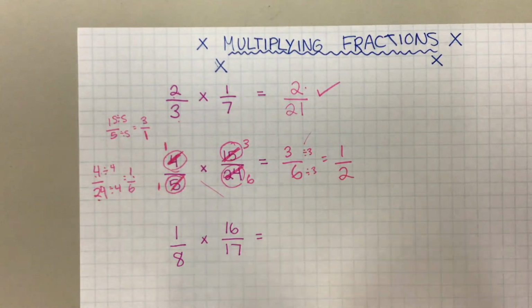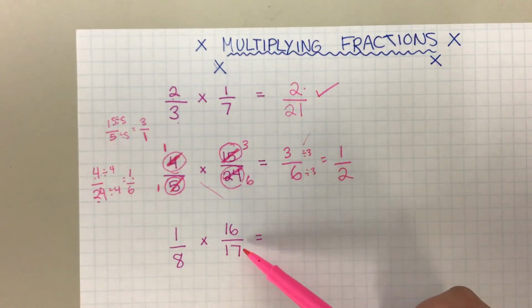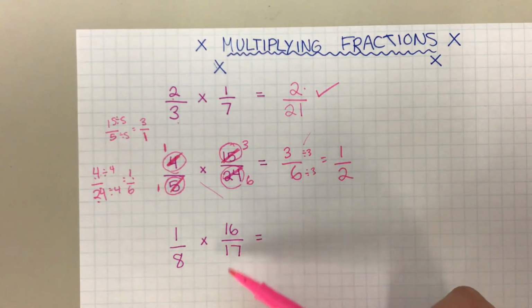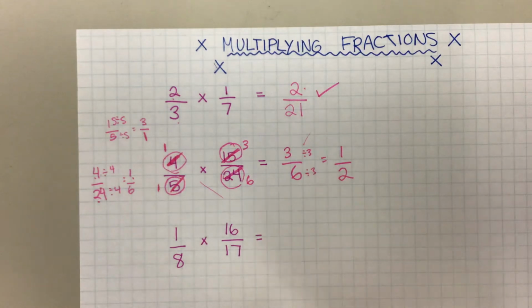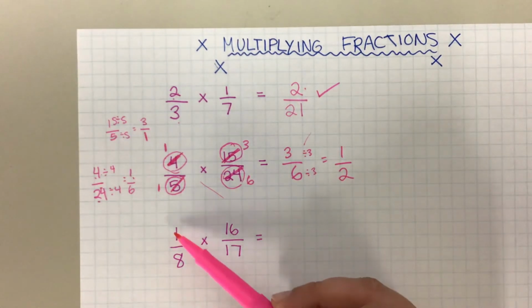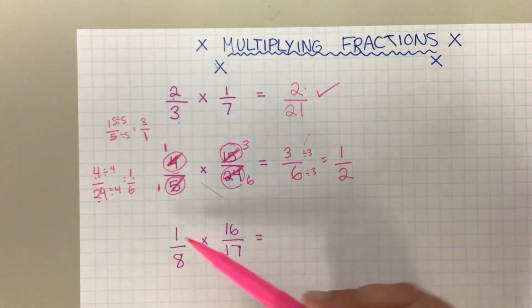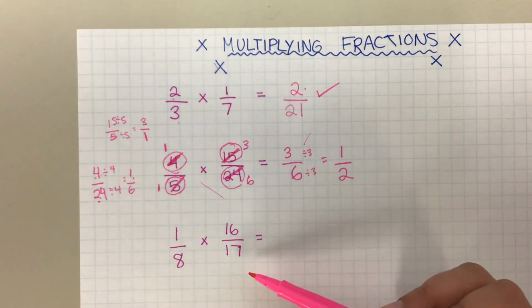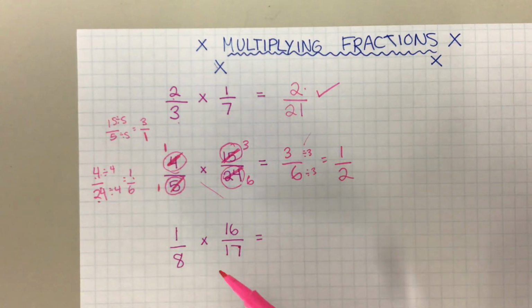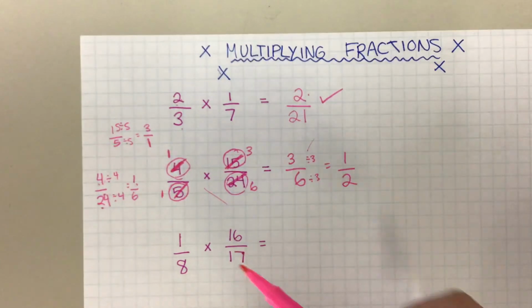Okay, let's look at this last one now. We have 1/8 times 16/17. Whoa. We have some pretty big numbers here. We better see if we can cross-reduce. So I'm going to look at the 1 and the 17. Does anything fit into both 1 and 17? I don't know. I don't think anything cross-reduces there. So I think I might just have to leave it.